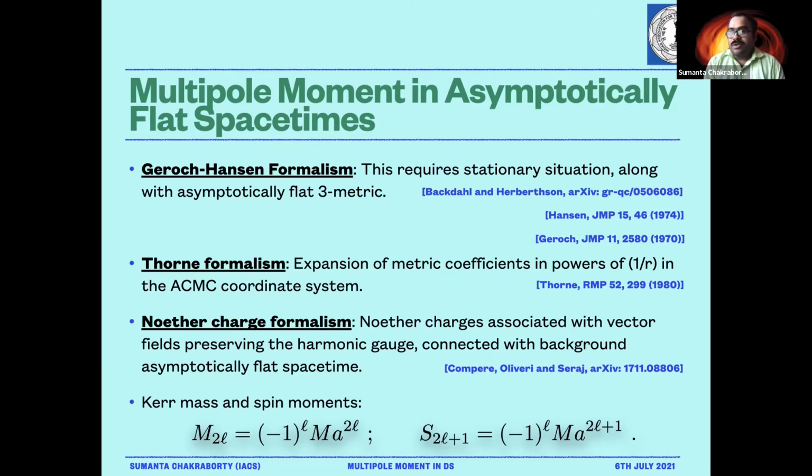The capital M corresponds to the mass of the black hole and a corresponds to the rotation parameter. So you can see that only even mass moments are non-zero and only odd spin moments are non-zero. These are due to the symmetry of the Kerr black hole above the equatorial plane. And we will try to see how this formula gets generalized for a Kerr-de Sitter black hole in particular.